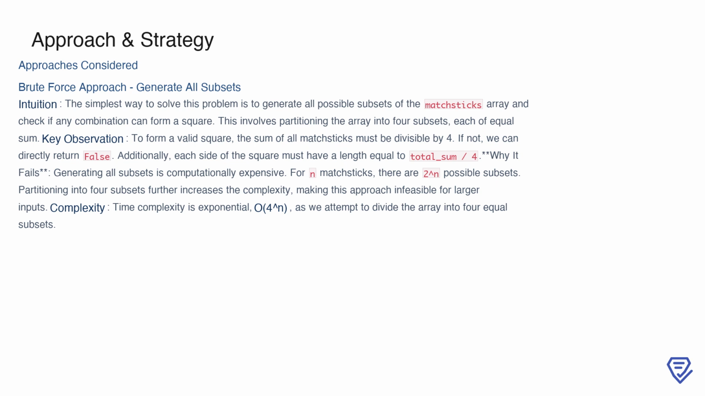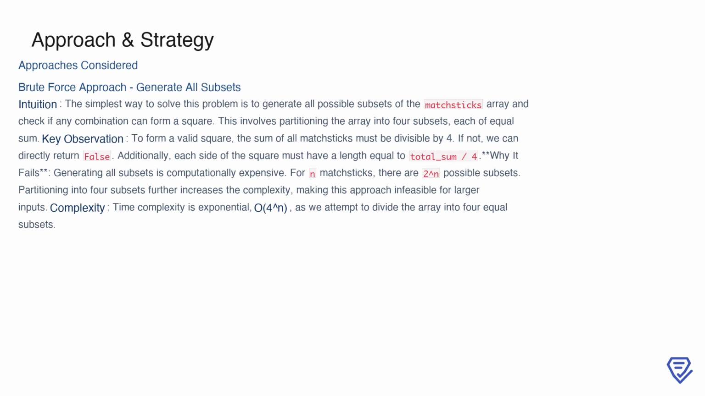To solve the problem, let's start by considering a brute force approach. The idea here is straightforward: generate all possible subsets of the matchsticks and then try to partition them into 4 subsets of equal sum. However, there's an important observation we can make right away. For a square to be formed, the total length of all matchsticks must be divisible by 4. If it's not, we can immediately return false because it's impossible to divide the matchsticks into 4 equal sides. Additionally, each side of the square must have a length equal to the total sum divided by 4.